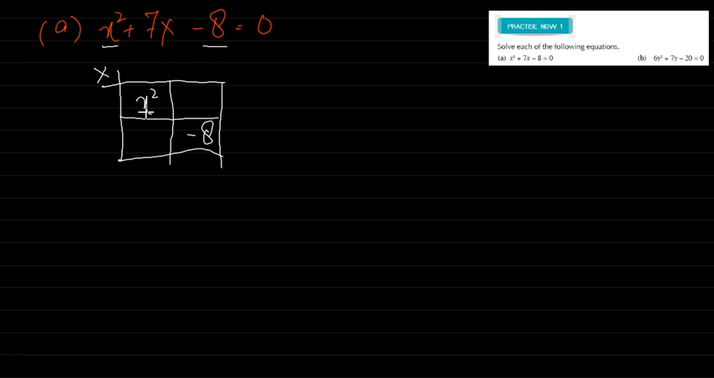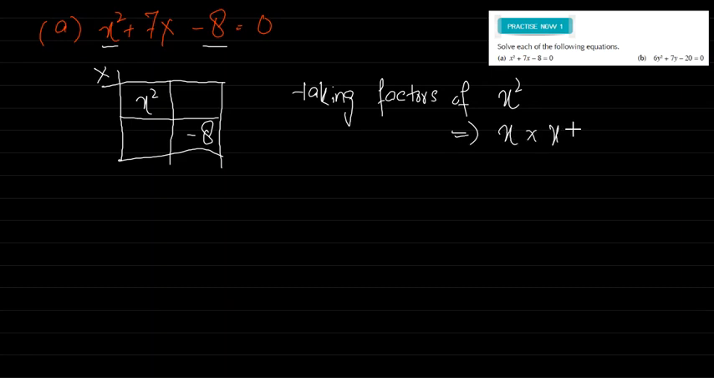Now what about x square? What are the factors of x square? Taking factors of x square, which is equal to x into x, no other factor. So we will simply write it here as x and x, right?